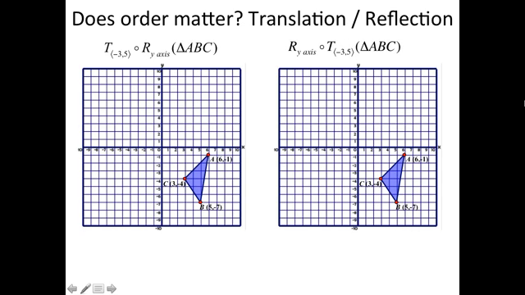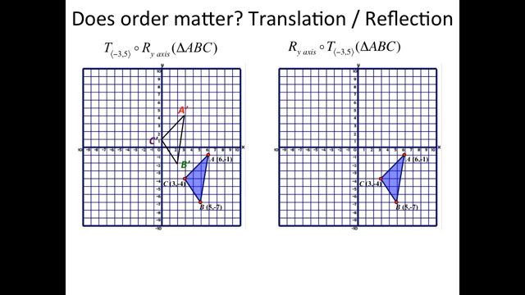Okay, so now that we have those, the question is, will the order matter? First we're going to go 3 to the left and 5 up, mark our point, 3 to the left and 5 up, mark our point, 3 to the left and 5 up, mark our point, draw in that triangle, get rid of the intermediate step so I can see my triangle.